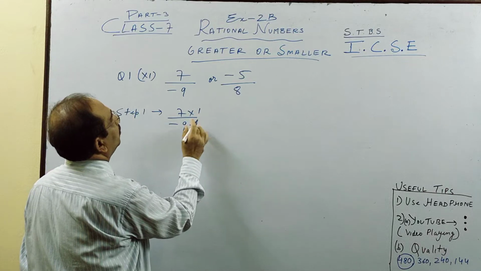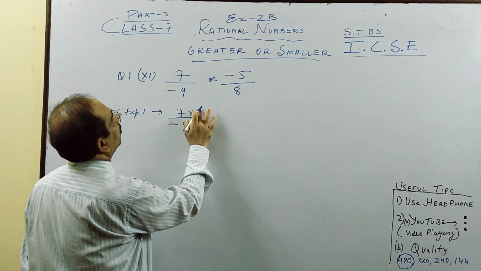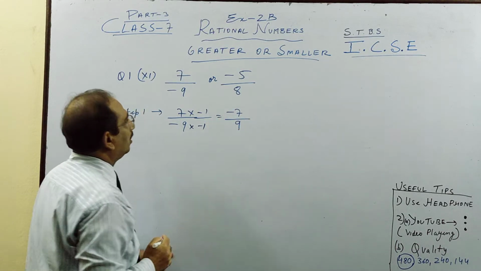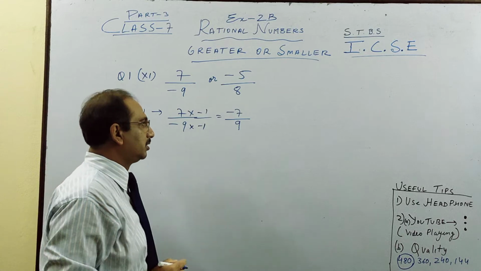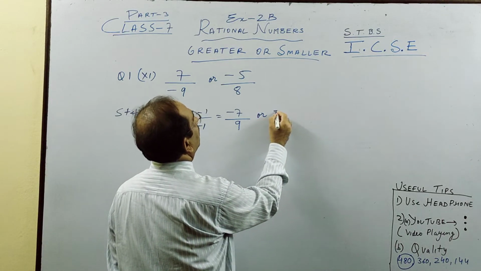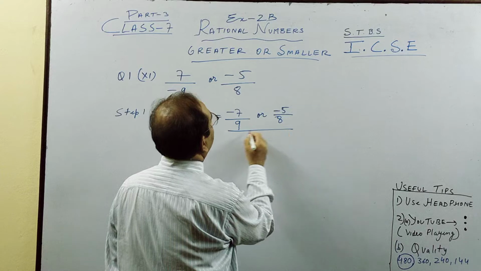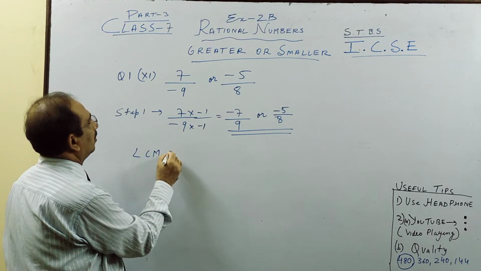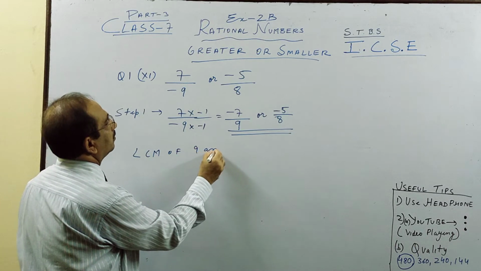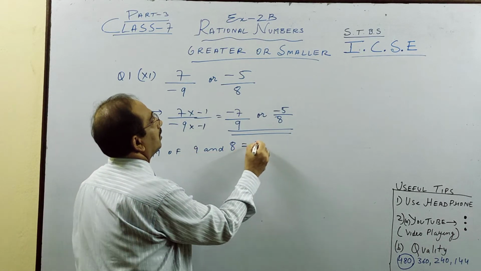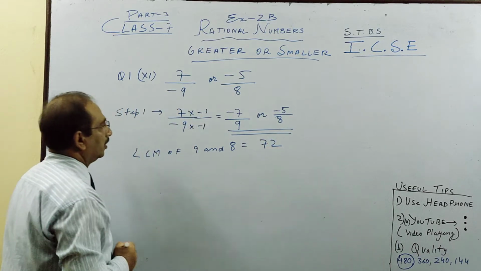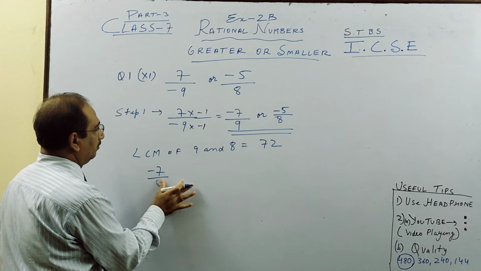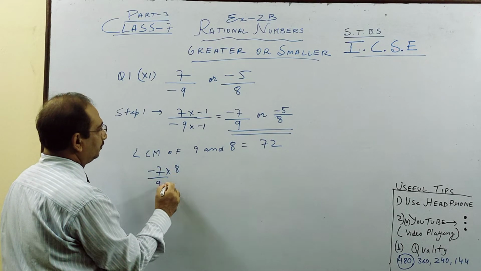So what we do, we multiply by -1. So what you see, the denominator becomes positive. So we have two things, this is bigger or this. Next, we have to find the LCM of 9 and 8, which is 72.